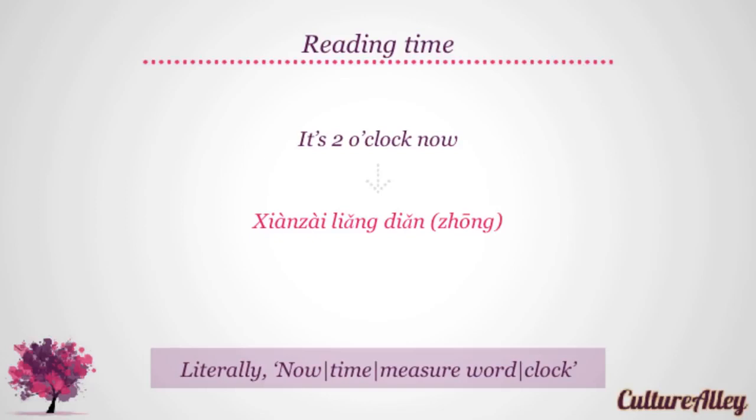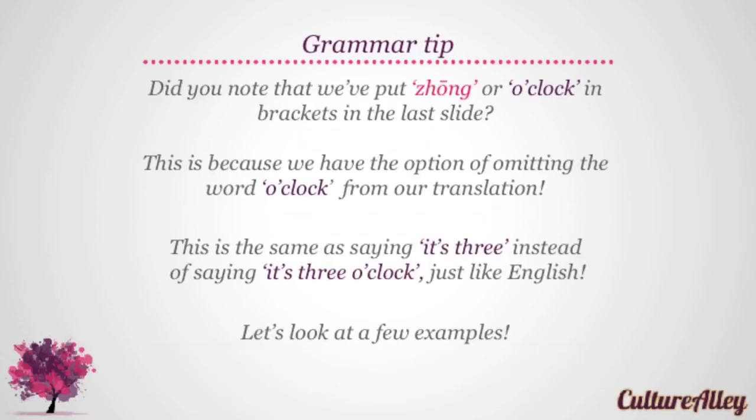So let's see how we say it's 2 o'clock. It's 2 o'clock now translates as 现在2点钟. Literally meaning it's 2 o'clock now. Or now, time, measure word, clock. Did you notice that we've put 钟 or o'clock in brackets in the last slide? This is because we have the option of omitting the word o'clock from our translation.